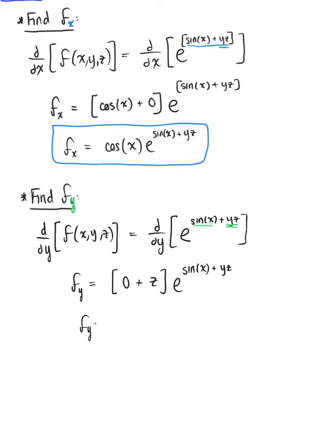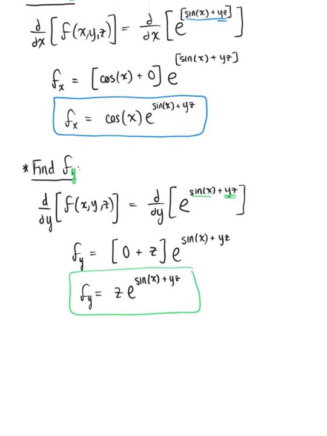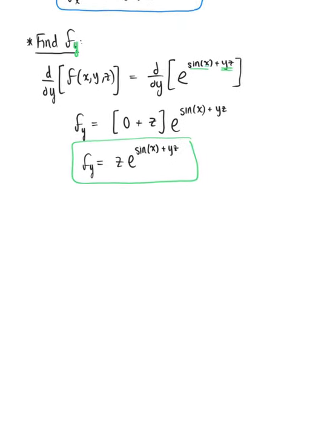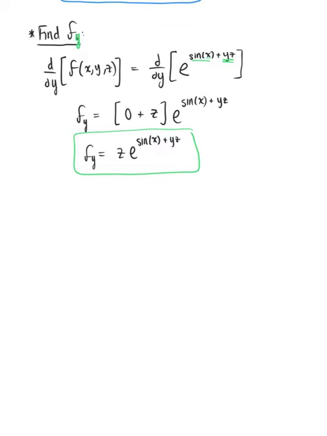And of course, we can rewrite this simply saying that this is the partial derivative of the function with respect to y is equal to z times that natural exponential raised to the sine x plus y, z. And last but not least, we have one more partial derivative here. We now need to go ahead and find the partial derivative of this function with respect to z.